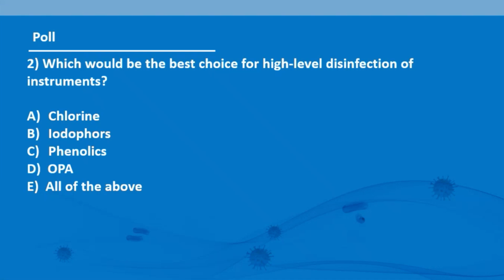Another poll question: which out of these choices would be the best choice for high-level disinfection of instruments? And the correct answer is D. OPA is the best choice here because it's highly effective against a broad spectrum of microorganisms, including bacteria, viruses, and mycobacteria.